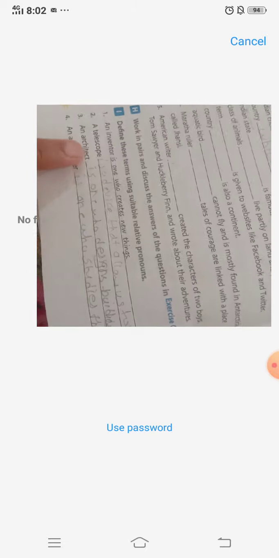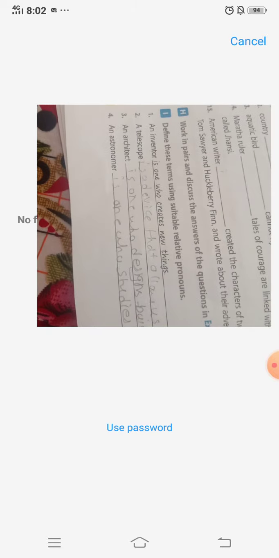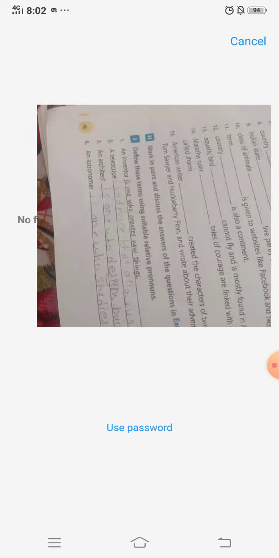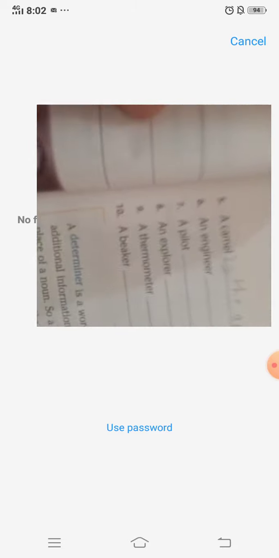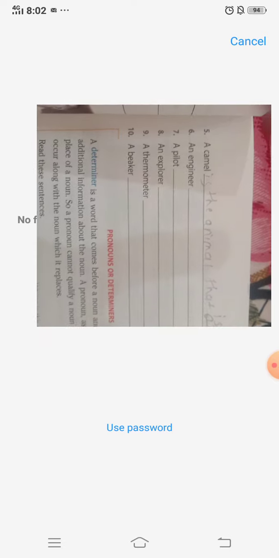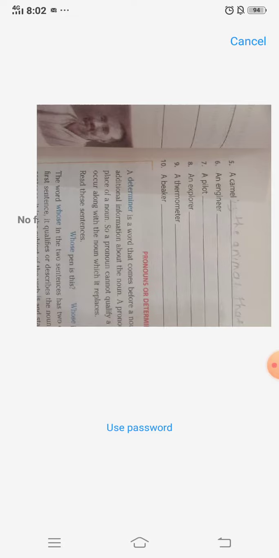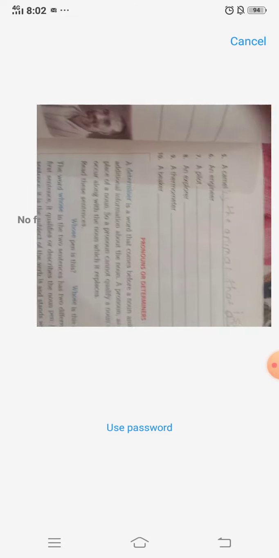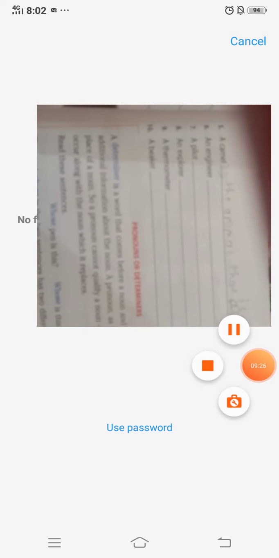An architect is a person, so here we are using who. An architect is one who designs buildings. An astronomer, again a person, is one who studies the stars. The camel, this is an animal. So you can use that for animals and pets also. A camel is an animal that is called the ship of the desert. So the remaining four you are going to solve yourself. Try it and check with the answer key also.